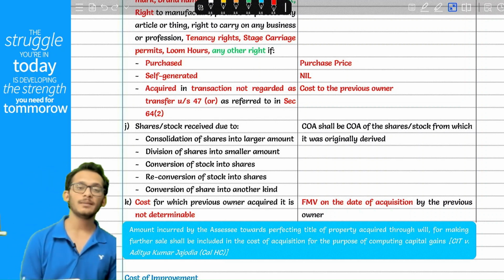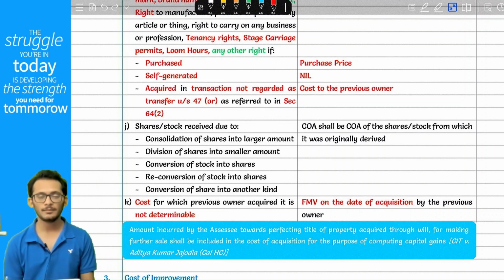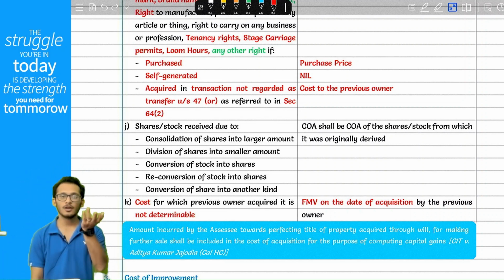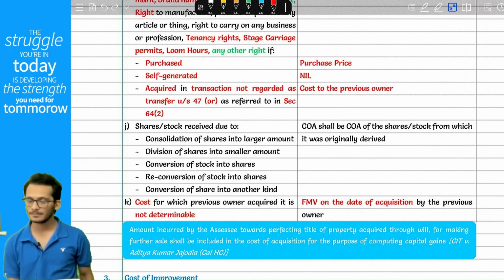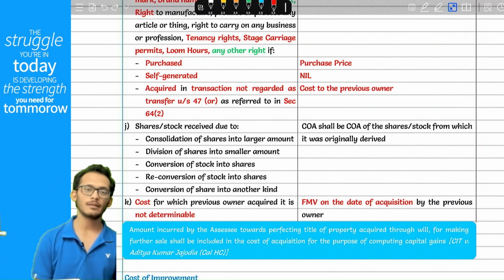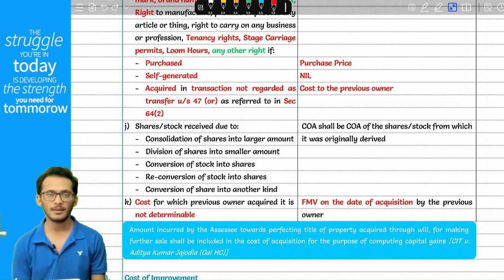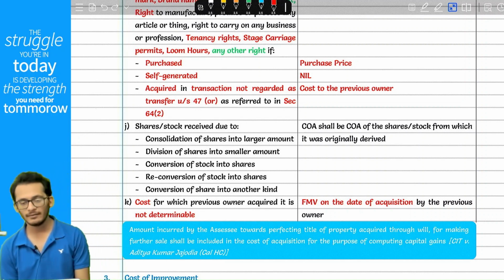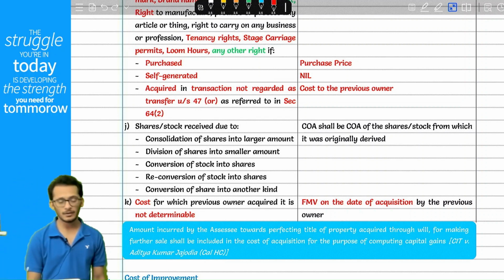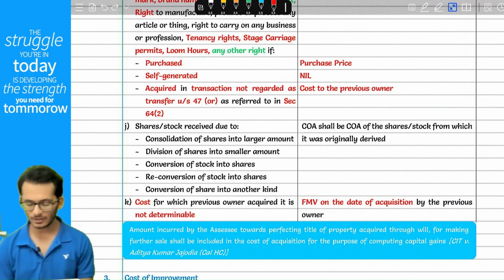If at all I'm not able to determine the cost, I will take the cost which was there on the day of purchase by treating the fair market value. So FMV on the date of purchase will become my cost of acquisition.